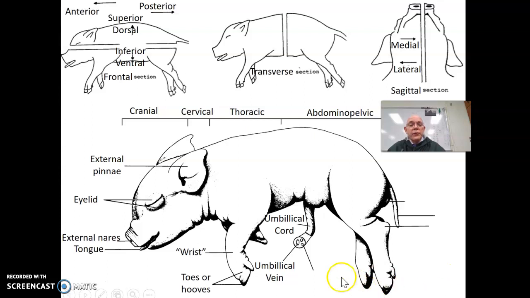Okay, but notice there are two of the arteries, and that's how you tell them apart. We will talk about the arteries later when we start naming parts of the pig.